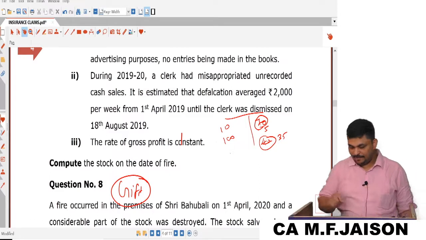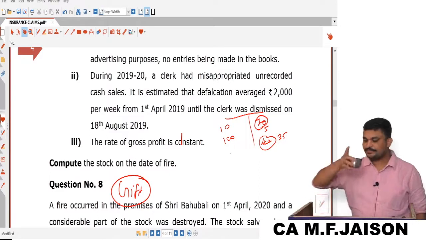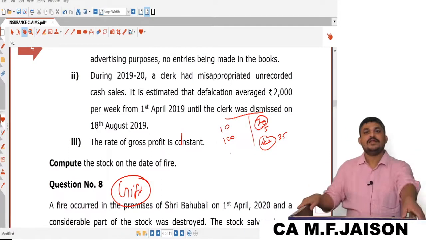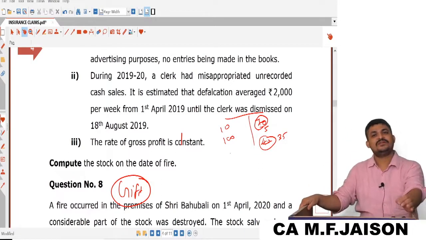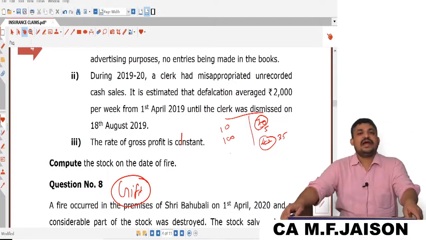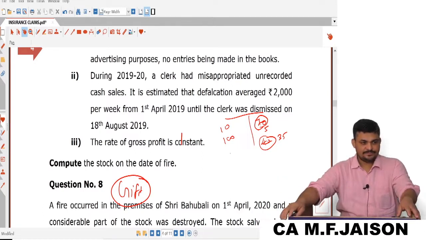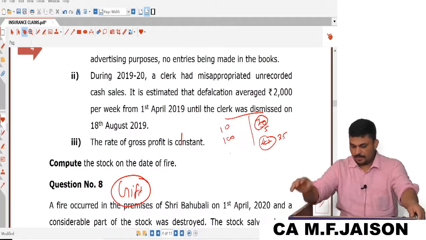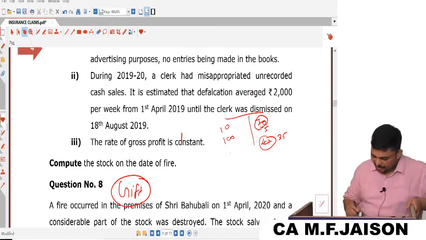So thereby what we will do is that we'll have a separate working note to find out the unrecorded sales. As far as the unrecorded sales is concerned, we will not be having much problem. There is a lot of noise, a lot of sound is coming. Okay. So anyway, let us now take up this.